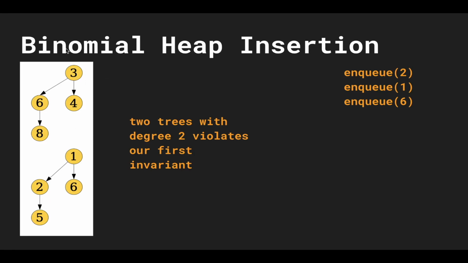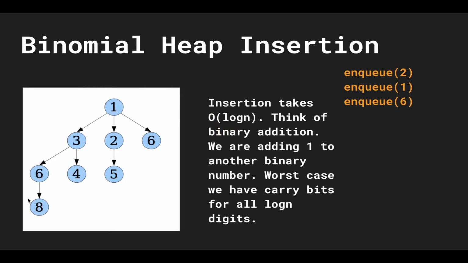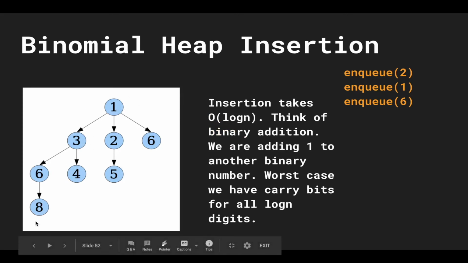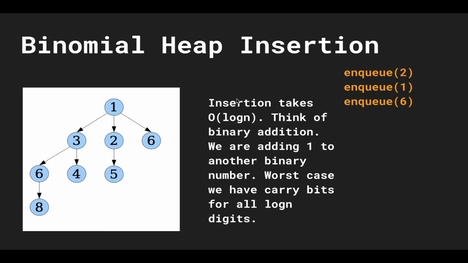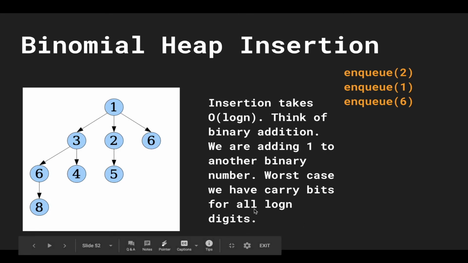But now, again, it repeats, and we see that we have two trees of degree 2, which violates the invariant, so we have to link them together. And we're going to make 3 the child of 1 because 1 is less than 3. So we do that, we put 3 under 1, and now we're finished with the union because everything is consolidated. So the runtime of insertion is logarithmic, log of n, and you can think of binary addition. All we're doing is adding 1 to another binary number. So in the worst case, we have to carry bits for all log n digits.